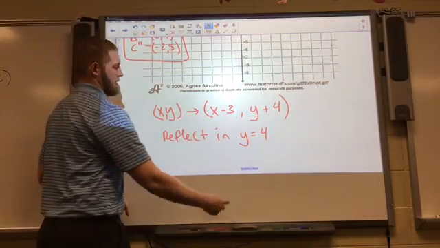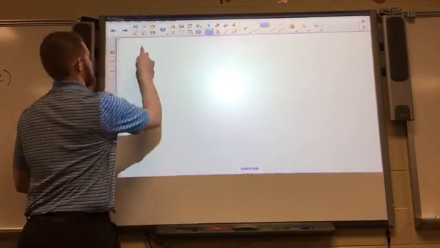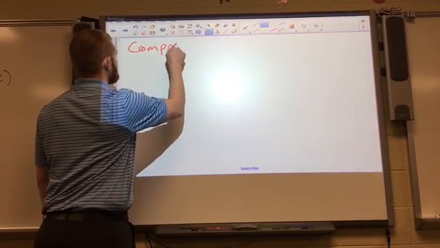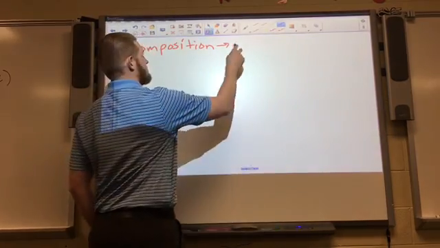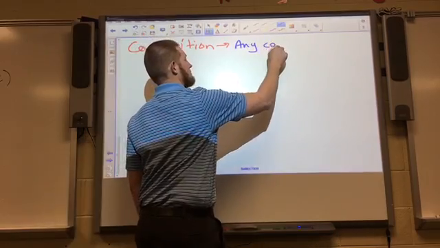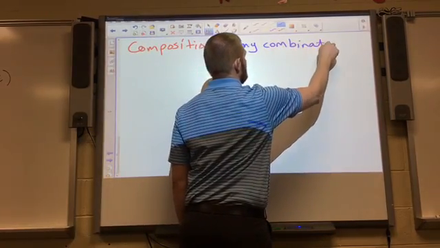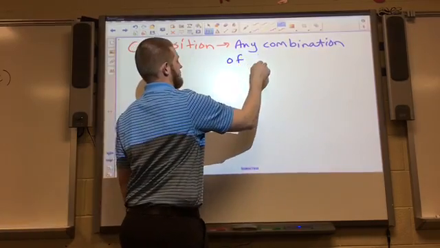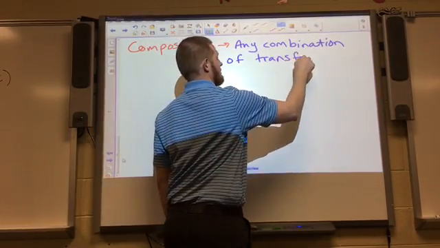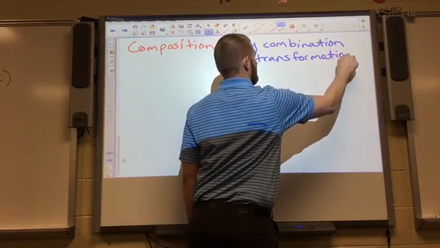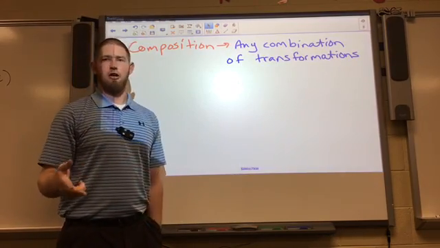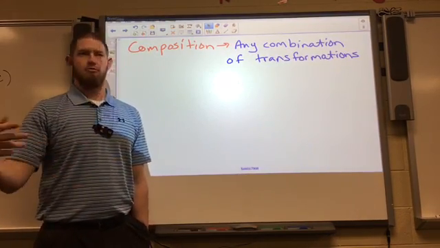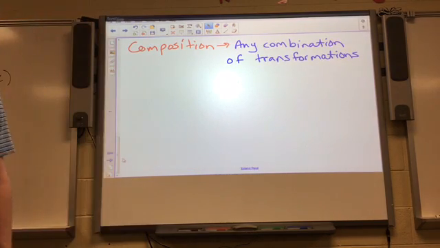Okay, now the next thing we need to talk about is just what a composition is. A composition is just any combination of transformations. Okay, maybe it's a rotation then a reflection then a translation, reflection then rotation. Whatever it be, any combination in any order is going to be a composition.